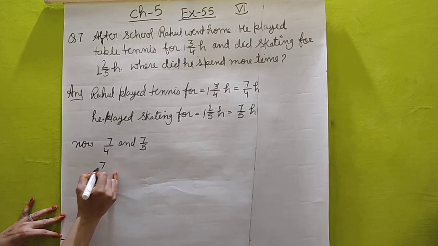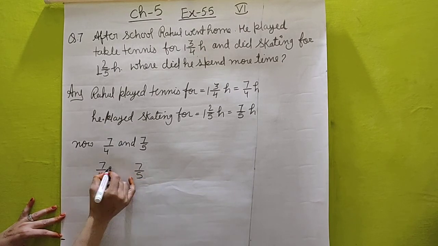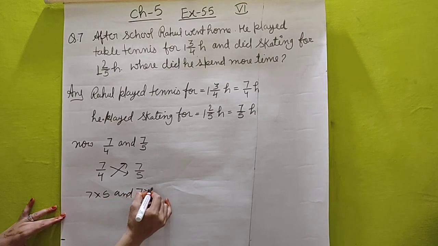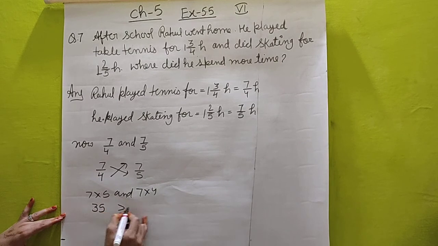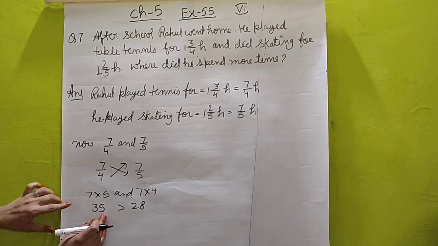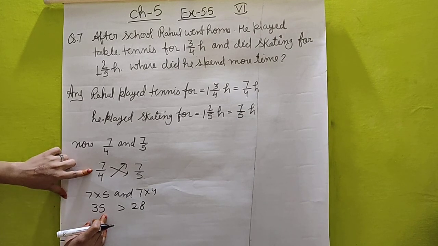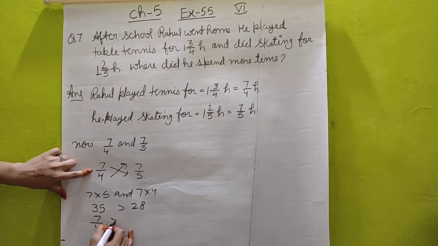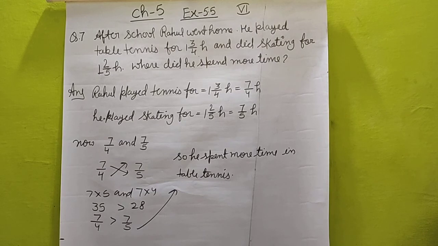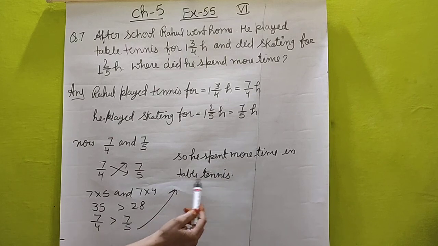Still students, I will show you by doing the cross multiplication. Here 7 multiply 5 and 7 multiply 4, it will be 35 will be greater than 28. 35 will be greater than 28, and this 35 is representing 7 upon 4. So 7 upon 4 will be greater than 7 upon 5. It means Rahul spent more time in table tennis. So students, at last you can write, so he spent more time in table tennis.